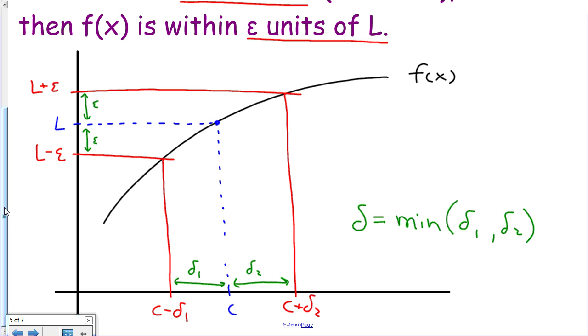Okay? It's definitely a definition that you need to understand, and definitely a definition that you probably need to review a couple of times. But I wanted you to see it and understand that that's the formal definition of what a limit is. All right.